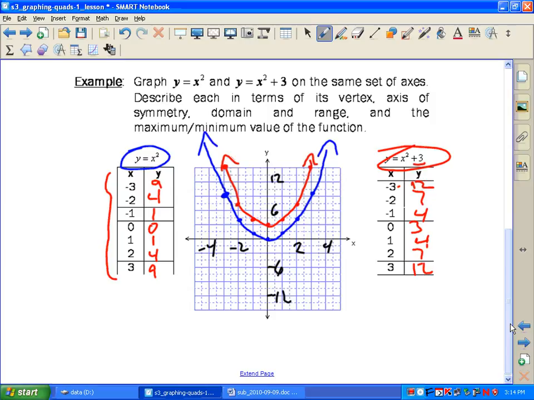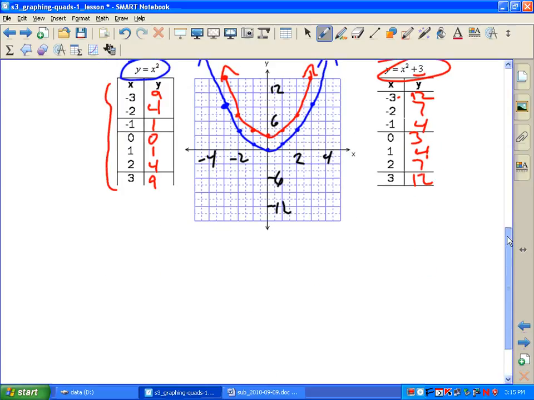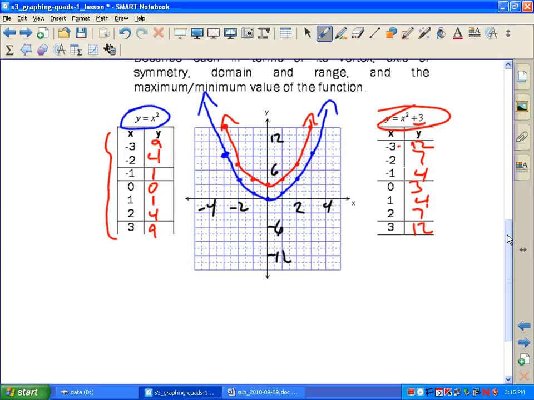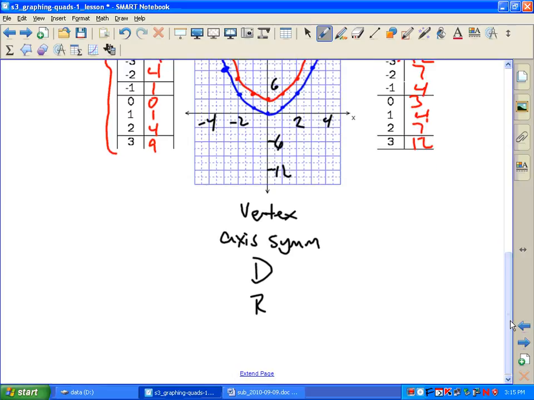Now that we've graphed both of these functions, we can go ahead and compare each of those things it asks us to. So, first thing it asks us for is vertex, axis of symmetry, domain and range. Okay, so vertex, axis of symmetry, domain, range, and now these parabolas point up, so they have, I'll put max, min, but they both have a minimum.